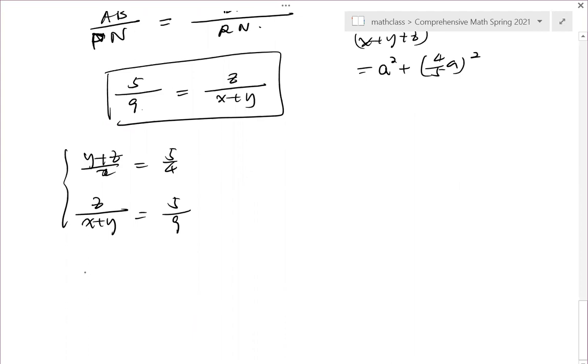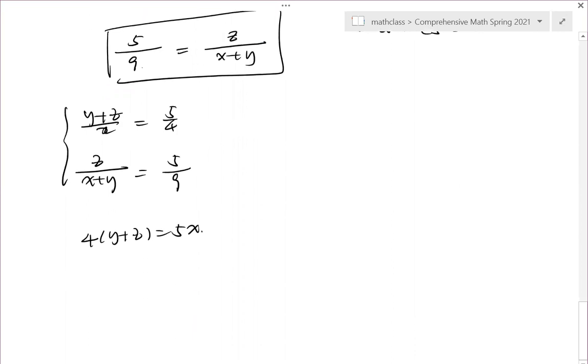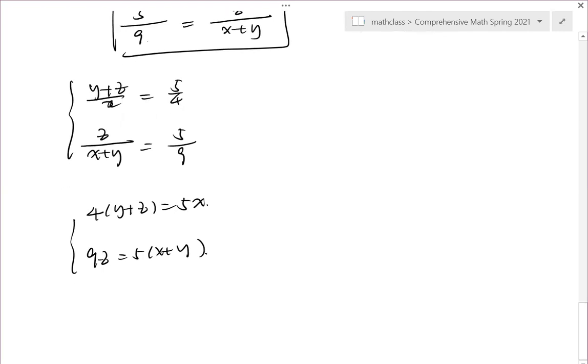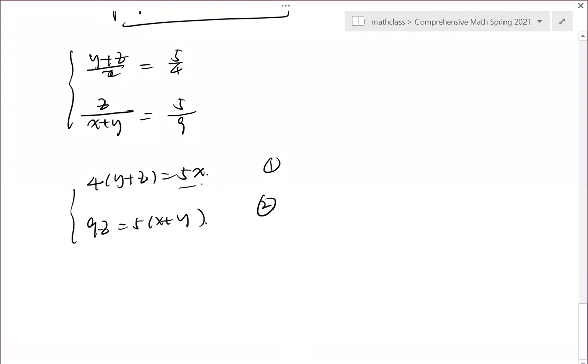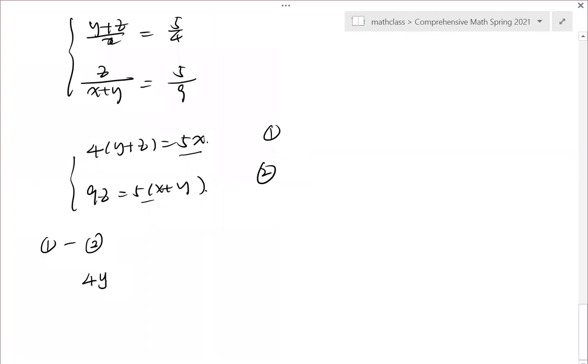So I'm going to multiply both sides by 4 for the first equation. 4y plus z equals 5x. A linear equation looks better, right? Another equation is 9z equals 5x plus y. So that's equation 1, that's equation 2. There's a 5x in each, so I'm going to do subtraction to get rid of x. So I get 4y plus 4z minus 9z on the left hand side. On the right hand side, 5x minus 5x, and minus 5y.